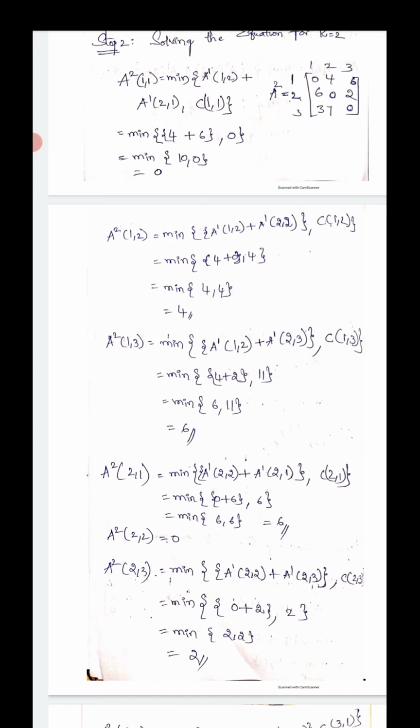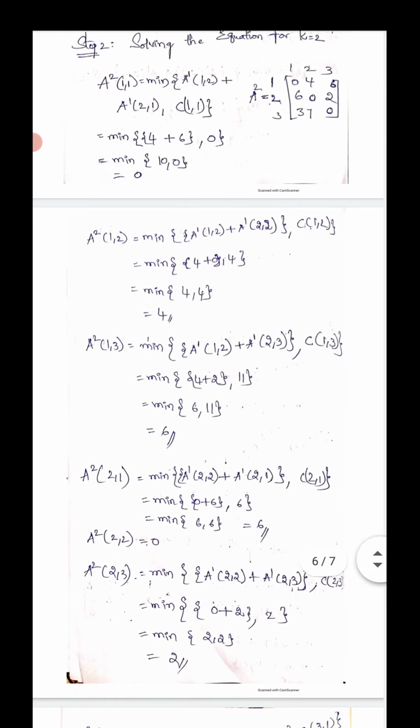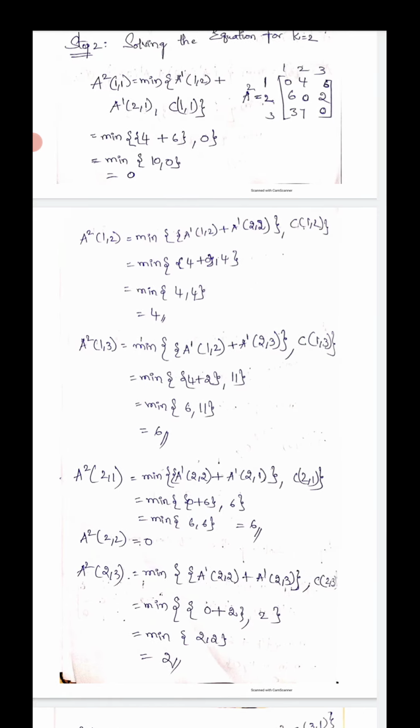Likewise, only one more thing I want to explain: A power 2 of (1,3) is assigned the minimum of A power k minus 1, that is A power 1, of (i,k), where i is 1 and k is 2, plus A power 1 of (k,j), where k is 2 and j is 3, and C of (i,j), that is (1,3).